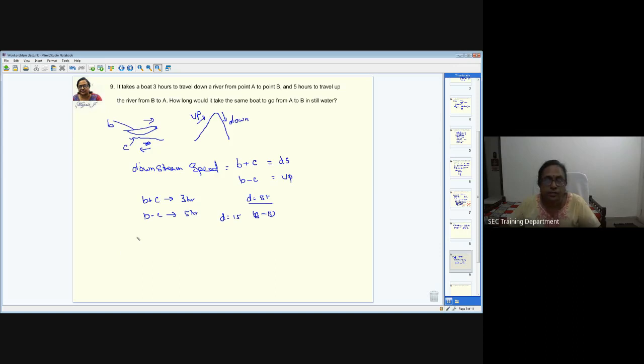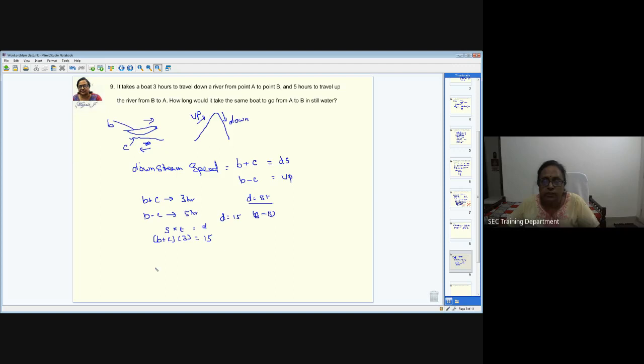Okay, so if the distance is 15, the speed of the boat into the number of hours. So we can say that B plus C, that is the speed of the boat, into the number of hours taken is nothing but 15, right? I'm just taking speed into time equal to distance.